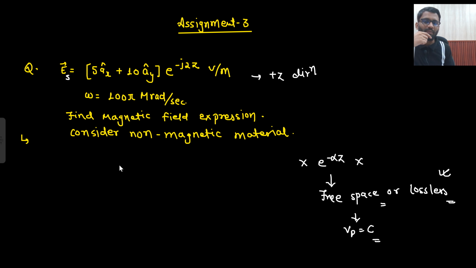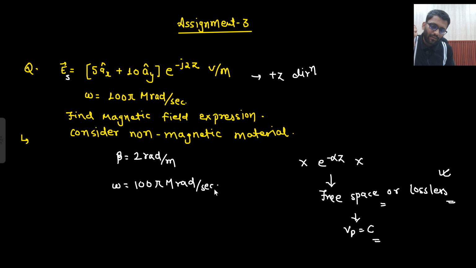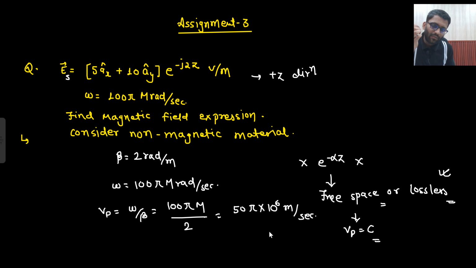So let's find out the value of Vp. How can you find the value of Vp? Do I have the value of beta? Yes, that is 2 radian per meter. Do I have the value of omega? Yes. Can I write down the value of Vp? Yes, Vp equals omega by beta. So 100 pi mega divided by 2. What are you getting? 50 pi into 10 to the power 6 meter per second, which is certainly not equal to C. So what does it imply? That it is a lossless dielectric.